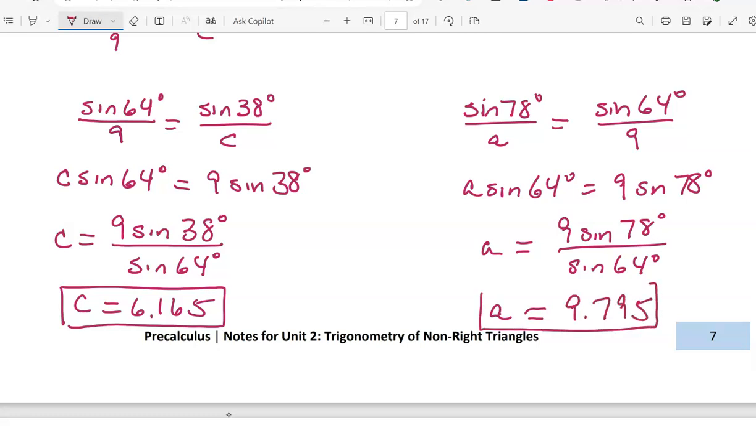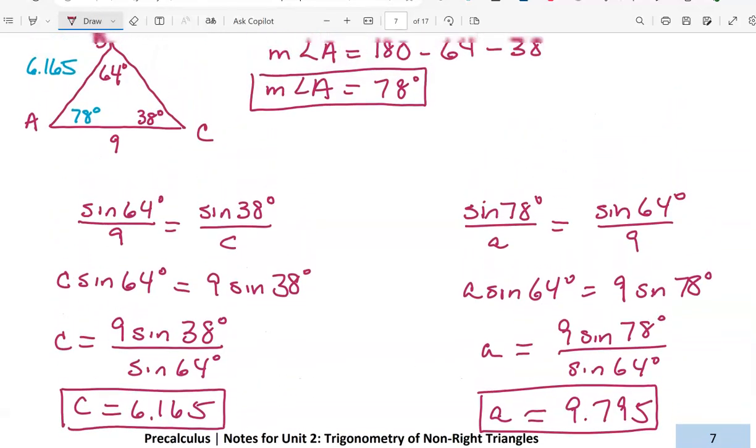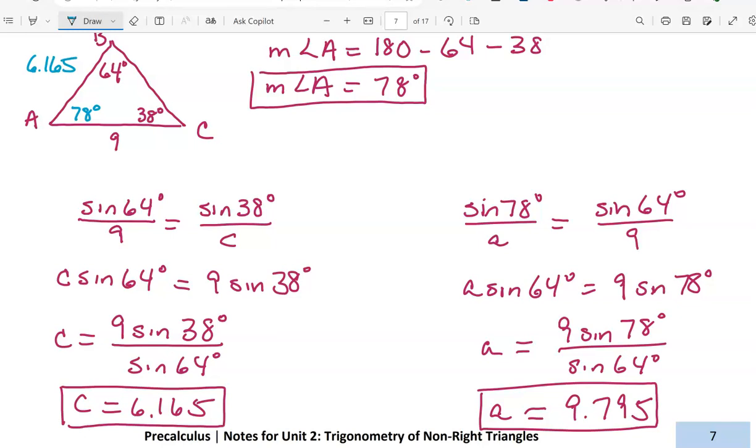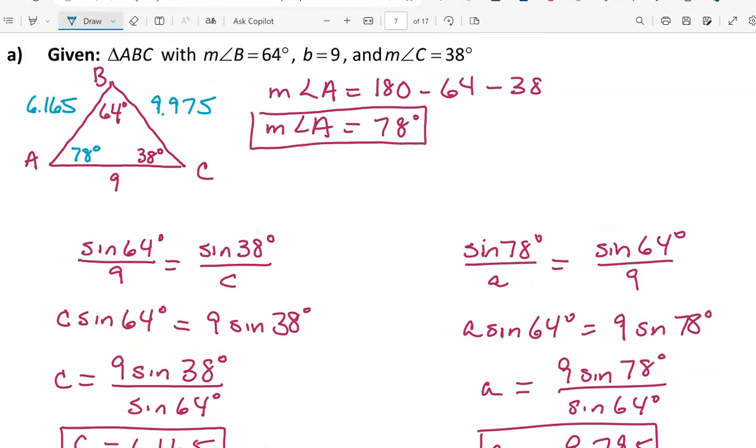I'm going to go ahead and box this answer in. I'm also going to place that answer back in our diagram, 9.975. Now, if you look at the diagram, what you're going to notice is the largest angle, 78, is opposite the largest side, 9.975, and then the smallest angle, 38 degrees, is opposite the smallest side, 6.165. That is a kind of a helpful check to make sure that our answer sort of makes sense.